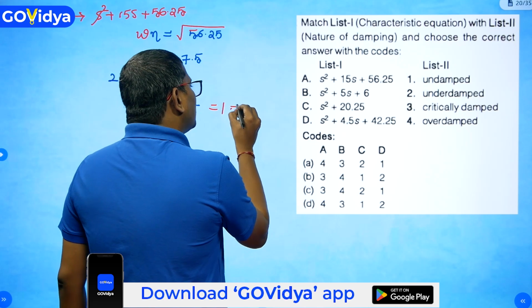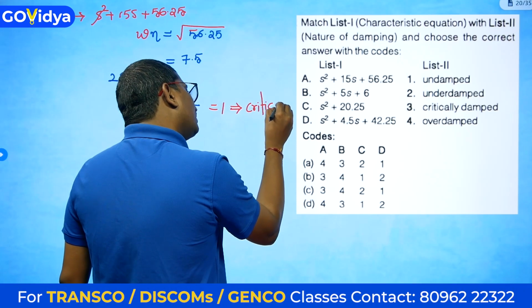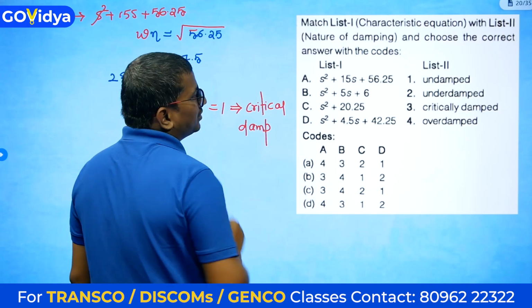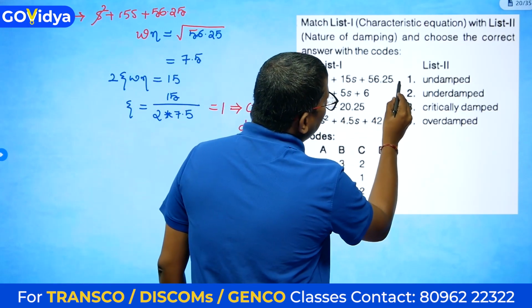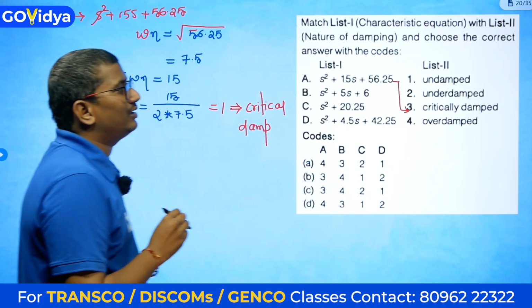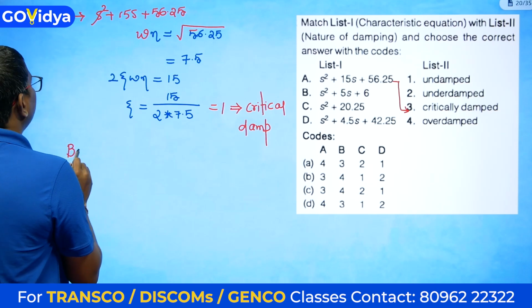So when zeta is equal to 1, then we will call it as what? It is called critical damping. So therefore can I say A refers to 3. A refers to 3. Now let us see B also.